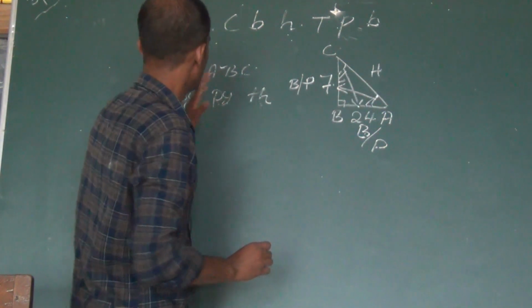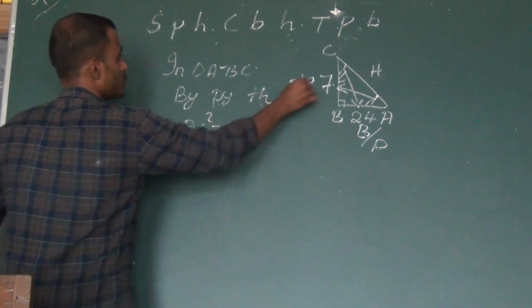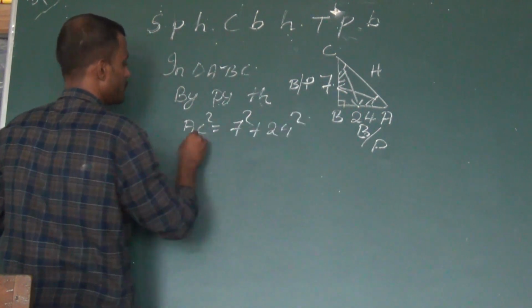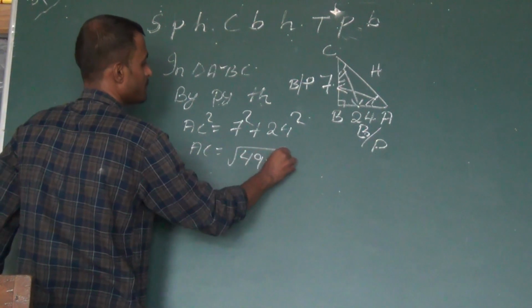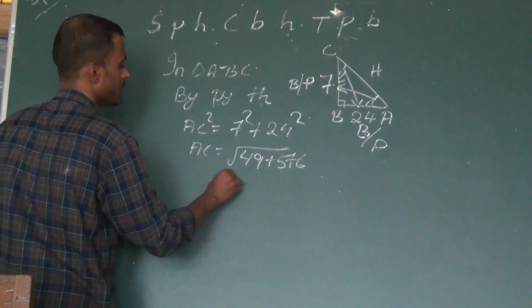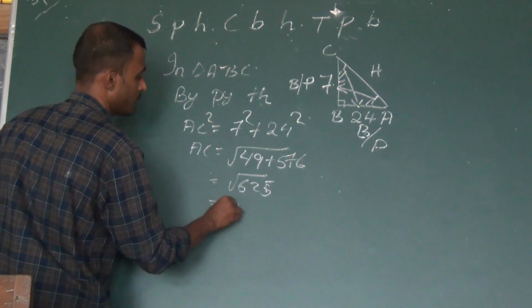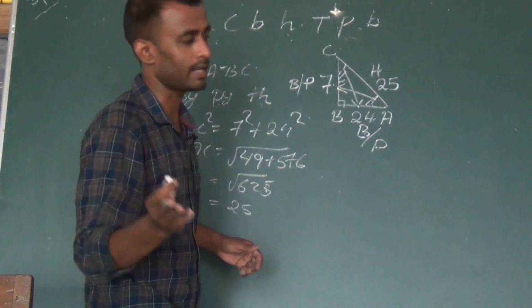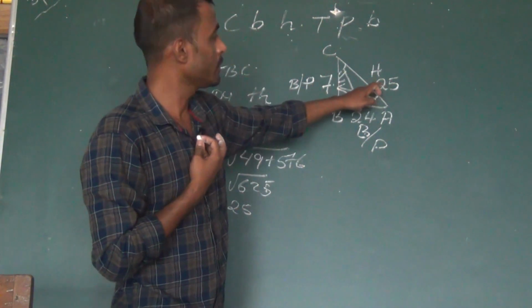So, by Pythagoras theorem, hypotenuse square, what is the hypotenuse given here? AC square is equal to opposite, how much is given? 7 square plus base, how much is given? 24 square. 7 square is 49, 24 square is 576. If you add, you get 625. The square root of 625 is 25. So with the help of Pythagoras theorem, we got 25. Now we know all three sides: 7, 24, 25.